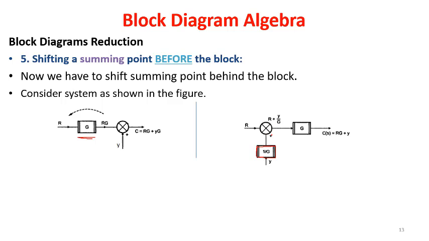Let's see what happens here. R will be the input, and the output here will be Y divided by G. Summation of this with R will yield R plus Y divided by G. The input then goes through the G block, and the output here will be Rg plus Y.